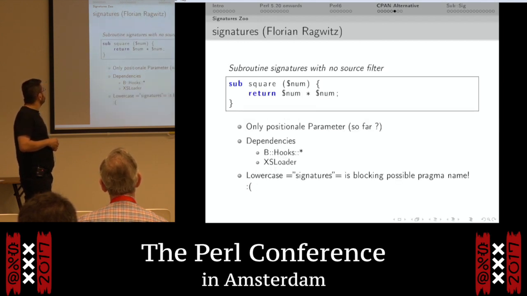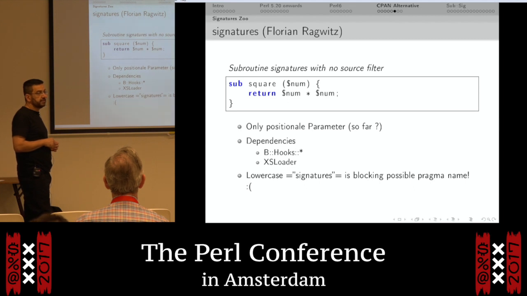Then you have signatures. Subroutine signatures with no source filters. It uses bhooks and XS loader. It has only positional parameters so far, but it's blocking the namespace signatures lowercase, so it's blocking the namespace for any pragma which can ever come.